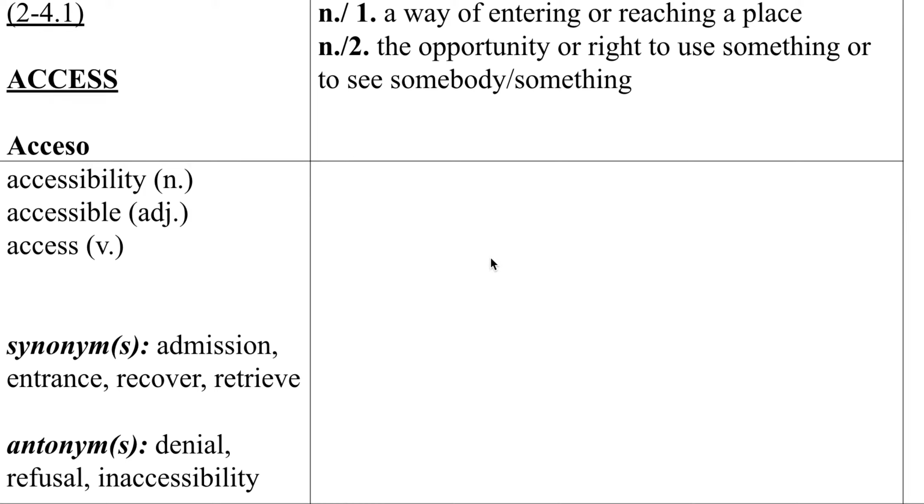The video for the word access. This is the first word in week 4 of quarter 2 of English 1. And one thing to notice about this word is the pronunciation.